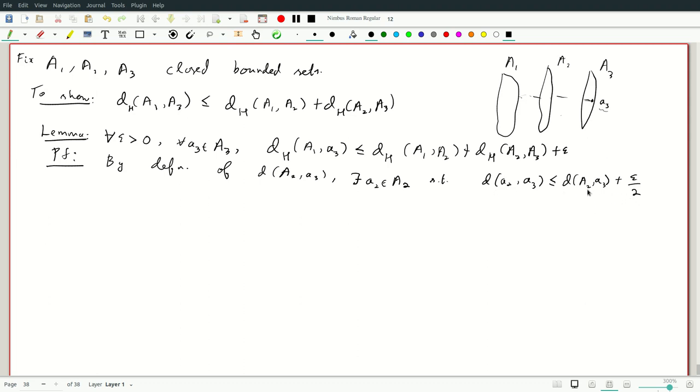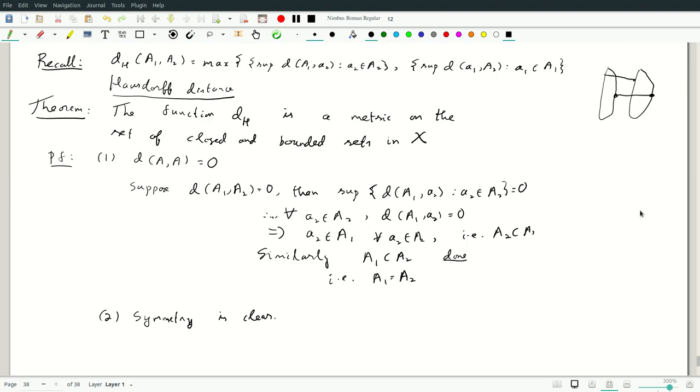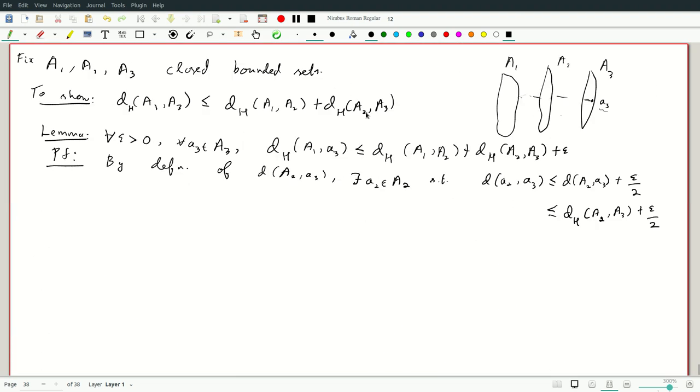But remember what the Hausdorff distance was. One of the terms of the Hausdorff distance was a supremum of these quantities over all A3. So this is less than or equal to dH of A2 A3 plus epsilon by 2. Okay, so if you recall, we can even see the definition again. We have a supremum of quantities. So here is A2 and A3, distance between A2 and A3 over all points. So any individual A3 is bounded above by the supremum. So by definition of A2 A3, there exists A2 in A2 such that this distance is less than or equal to this.